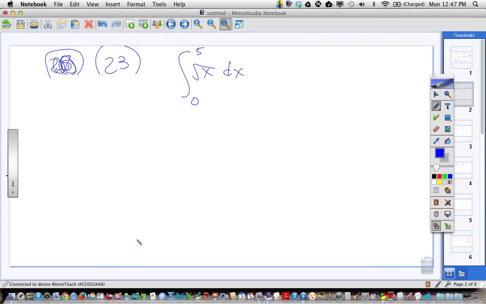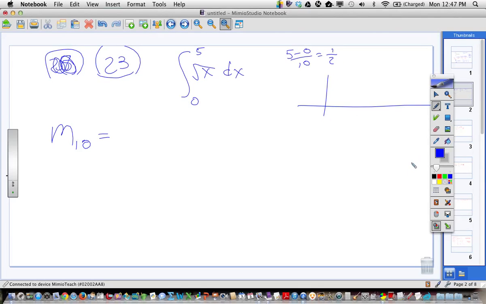All right, let's do number 23. So this was 23, and you were supposed to do midpoints. How many? Was it 10? There's a couple parts to this one. The first one was 10. That'll be basically the same. So your first step is to find the width, delta x. So 5 minus 0 divided by 10, which is 1/2. So the width is 1/2.